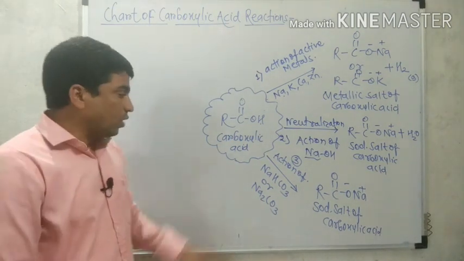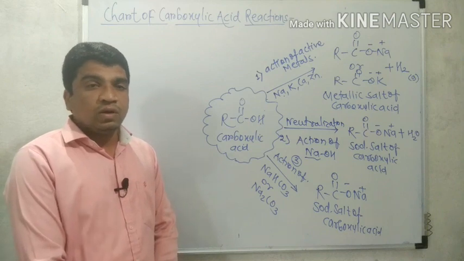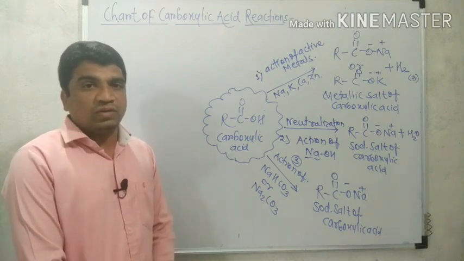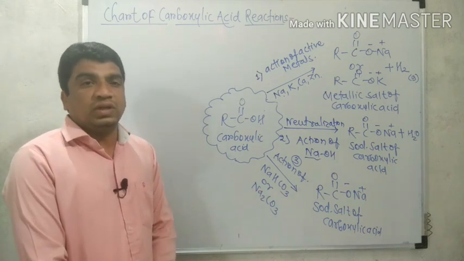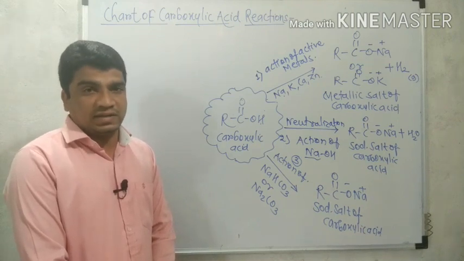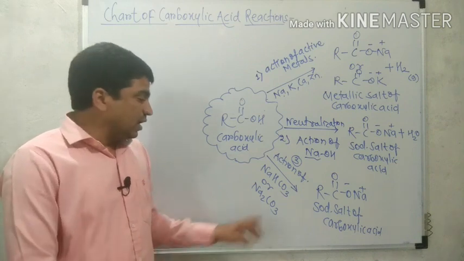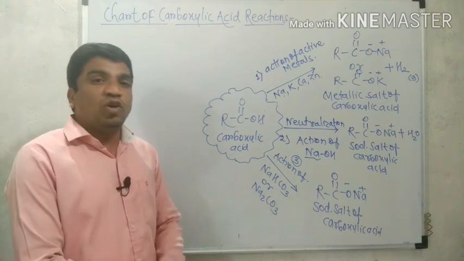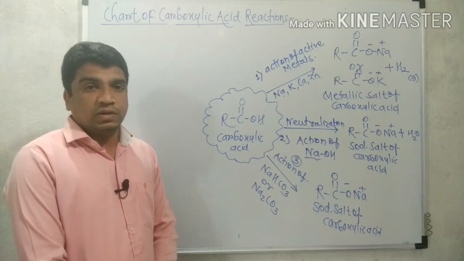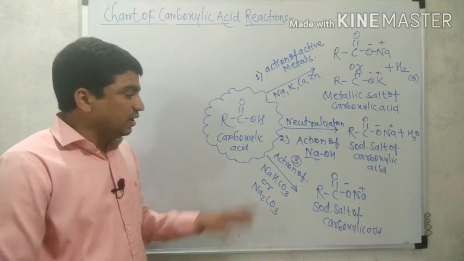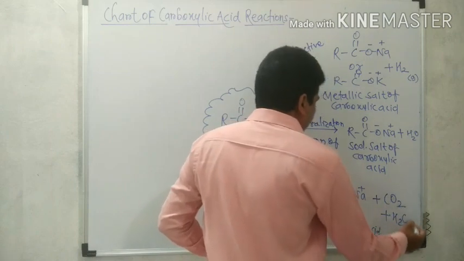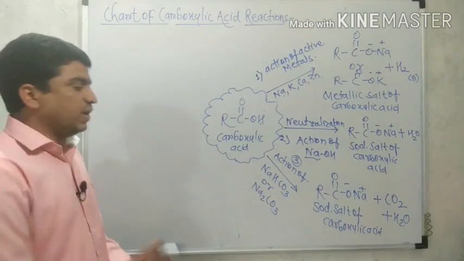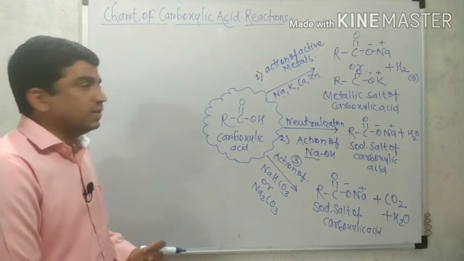For NaHCO3, one molecule of it reacts with carboxylic acid, and we obtain water and carbon dioxide as products in the reaction. And for Na2CO3, one molecule of Na2CO3 reacts with two molecules of carboxylic acid. In this reaction also, the same byproducts, carbon dioxide and water, are obtained. But the important product of the reaction is the sodium salt of carboxylic acid.